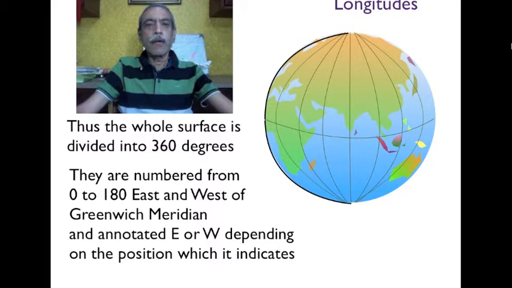And the other longitudes, which are the semicircles, are numbered from 0 to 180, and they are annotated east or west, depending on their position from the 0 degree Greenwich meridian. So the entire surface is divided into 360 degrees of equal parts, so to say, and equal number of degrees, which can be further calibrated into minutes and further calibrated into subparts if need be.